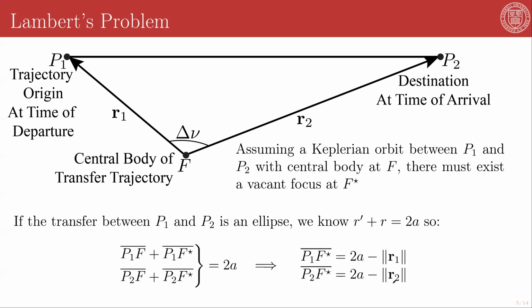If you stare at these equations, you'll see that they represent a segment equaling a constant value, and that is a description of a circle. So both of these equations represent circles centered at P1 and P2 respectively, and F star has to lie at the intersection of these 2 circles. So by making these assumptions about the problem, that there exists a 2-body orbit that connects P1 and P2, we have instantly provided ourselves with a method of discovering where the vacant focus of that orbit lies.